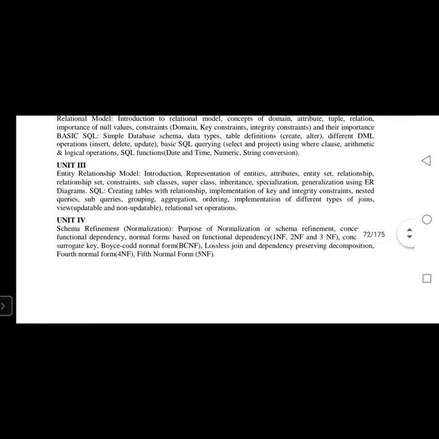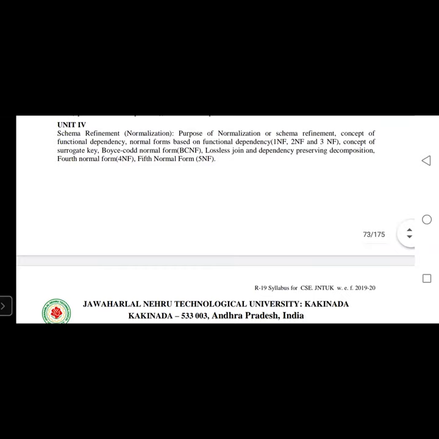In the case of the third unit, the ER model: how we are developing ER models. Another part is related to SQL. In that, how we are implementing key integrity constraints, nested queries, subqueries, grouping, aggregation, ordering. All of these we have covered. Different types of joins and views are also discussed. Relational set operations mean union, intersect, except, like that. In this unit also, we are not maintaining any pending.